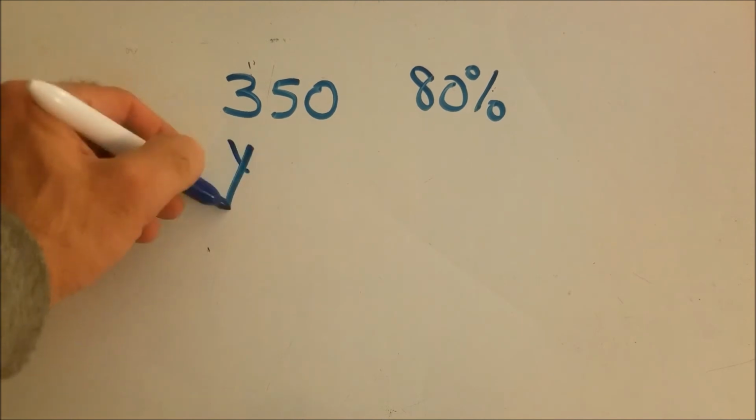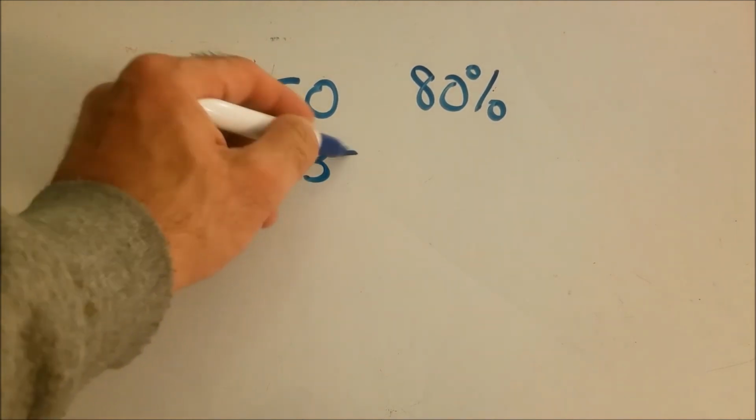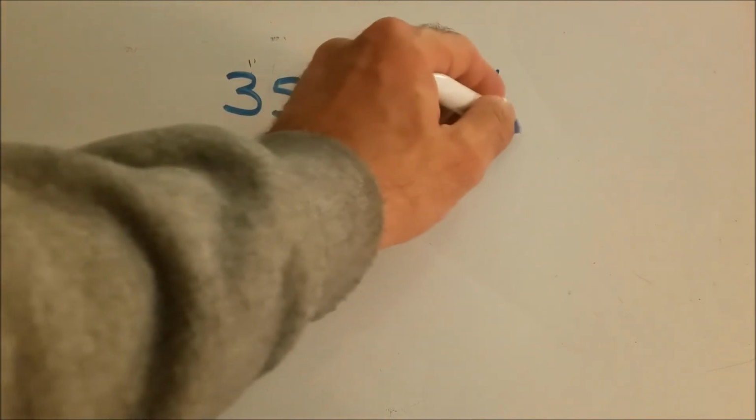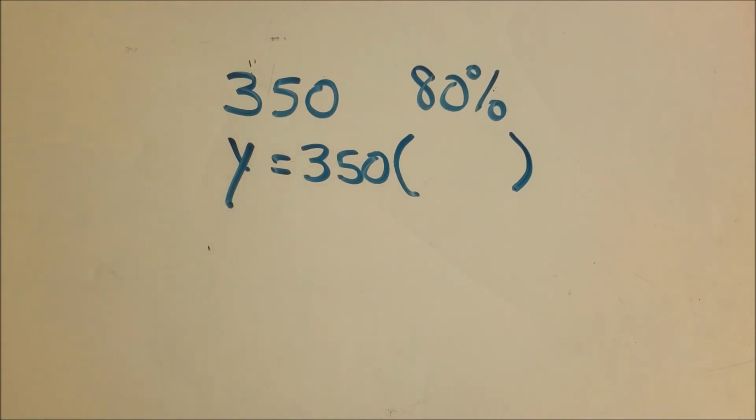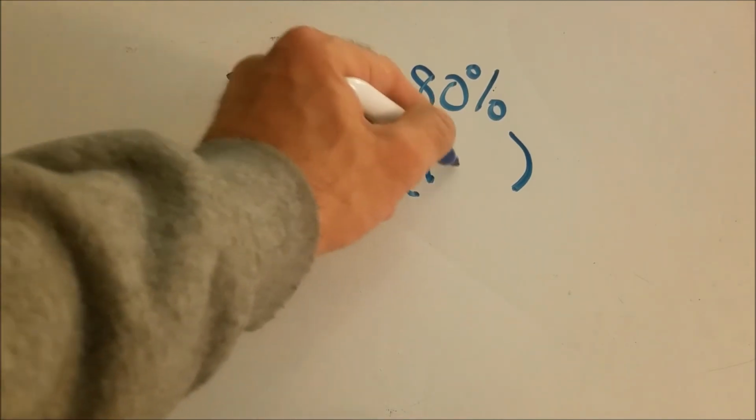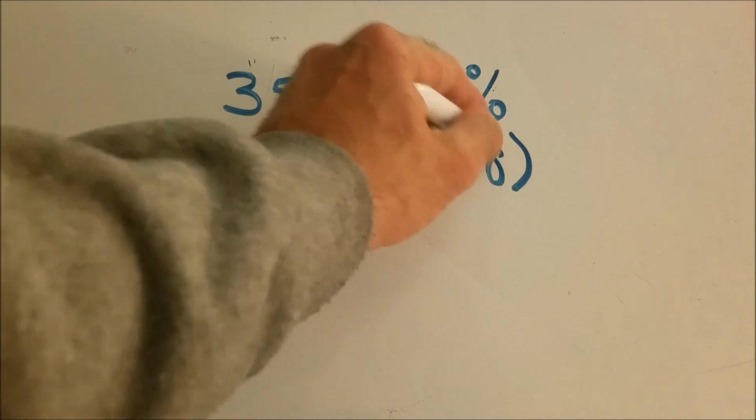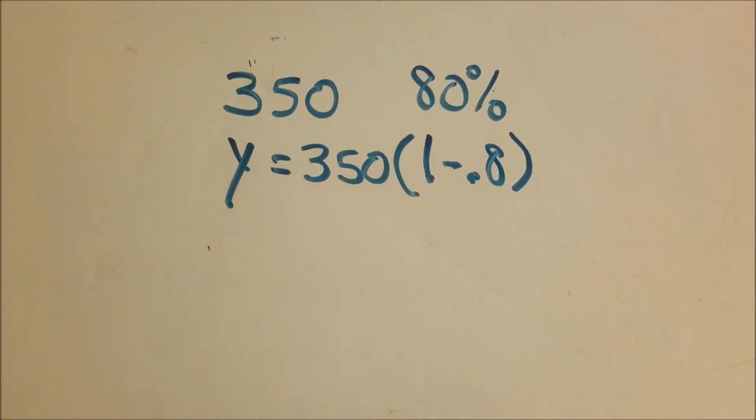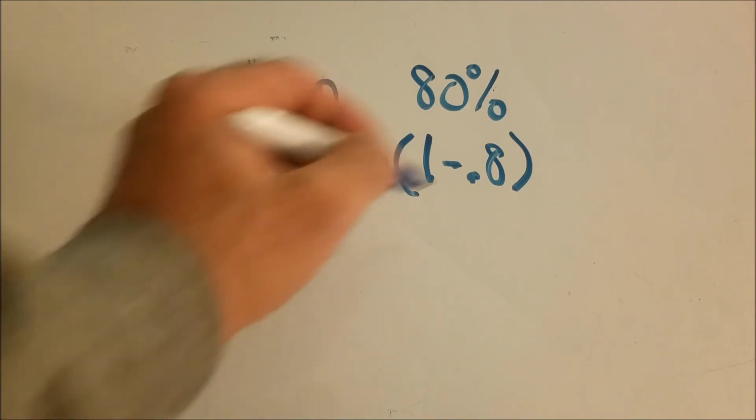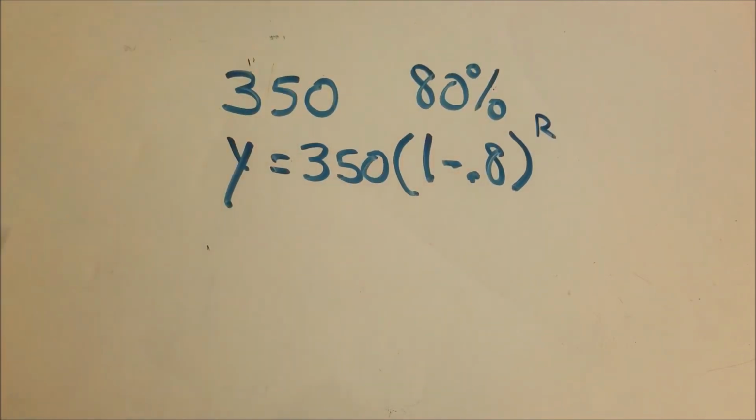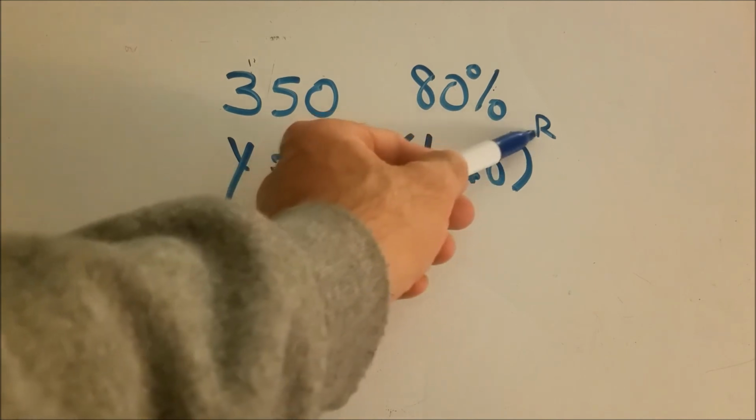Okay, so remember we have y, the initial value is 350, and what do we put in here? We're going to put 1 minus 0.8, right? Plus for growth, minus for decay or decreased values. Each round, so we can put an R or an X. At round 0, when the game began, it started with 350, right? Anything to the 0 power is 1.